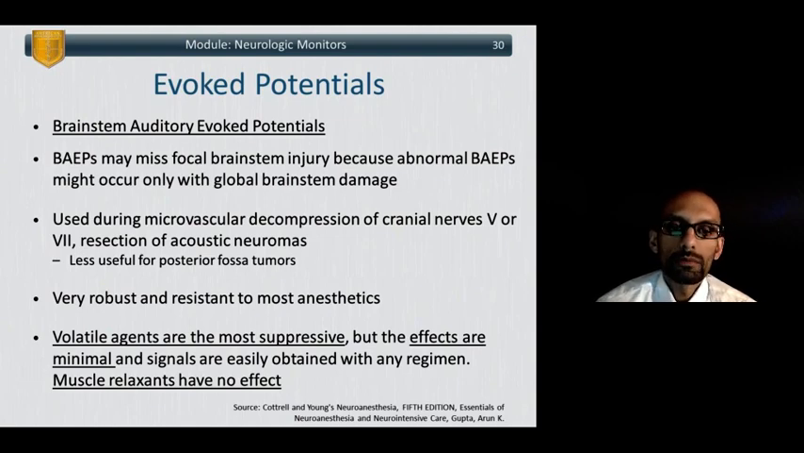So this is the one monitor you can use to look beyond the depth of the cortex, because this does integrate with the cranial nerve 8 nucleus, which is in the brainstem. So it's the only one that really reliably shows you what's going on at the brainstem level. Again, these can be sensitive to volatile anesthetic agents, but overall the effect is minimal. Muscle relaxants have no effect.